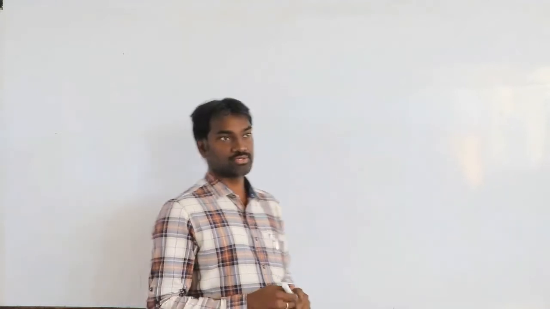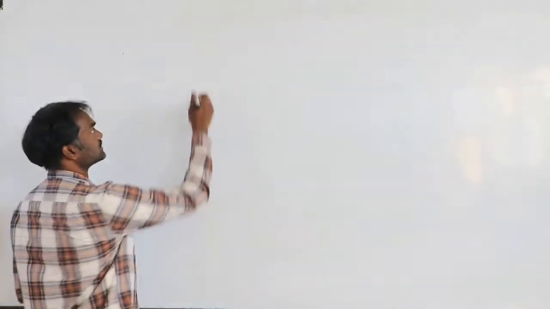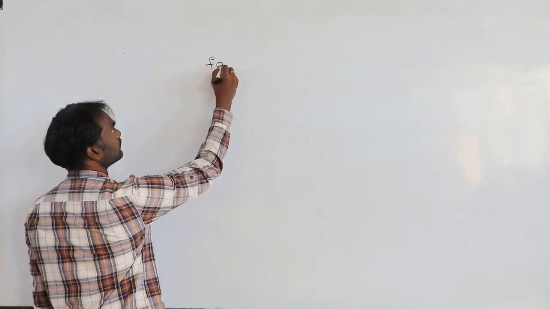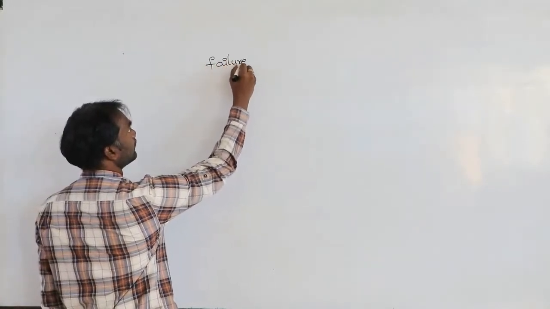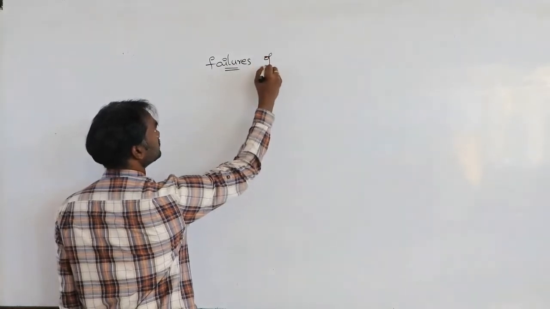In the last class we discussed Werner's theory: the primary and secondary valency, ionizable and non-ionizable. After that, what are the failures of Werner's theory?